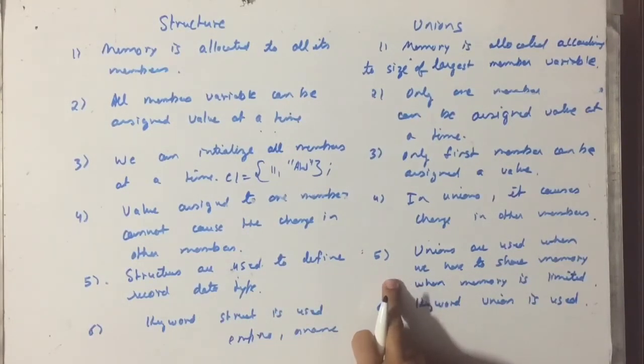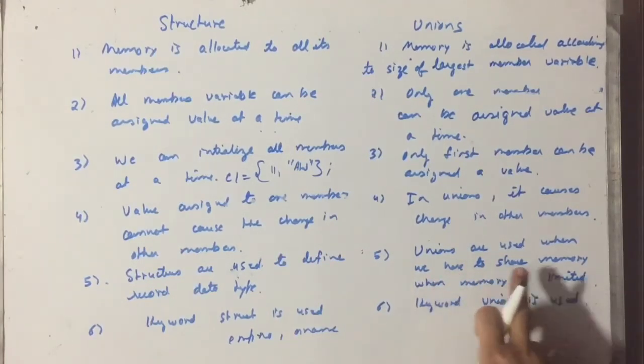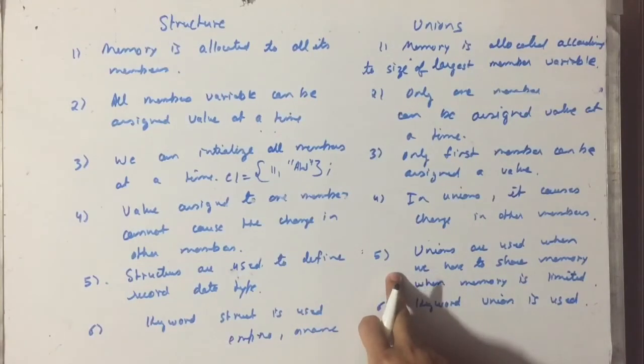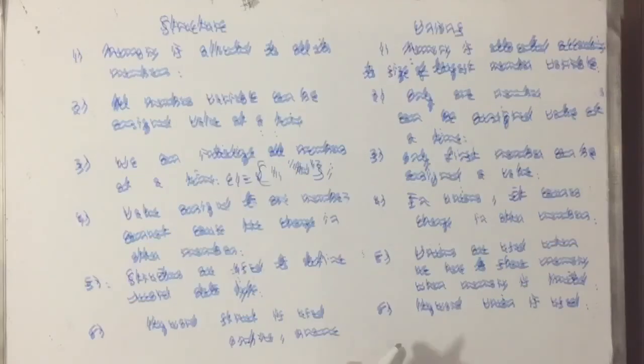Unions are used when we have less memory, when memory is limited and we have to share the memory space. So instead of structures, we prefer to use union. In structure, the keyword struct is used. In case of union, the keyword union is used. These are the major 6 differences I have explained between structures and unions.